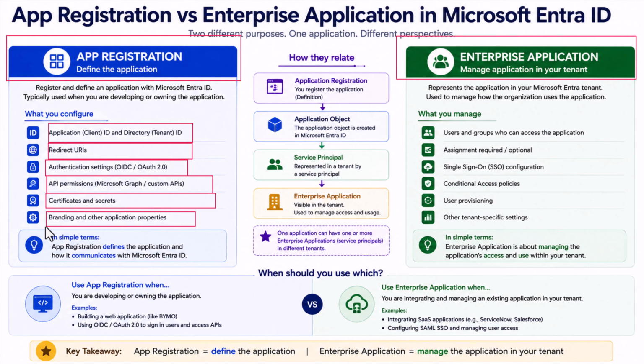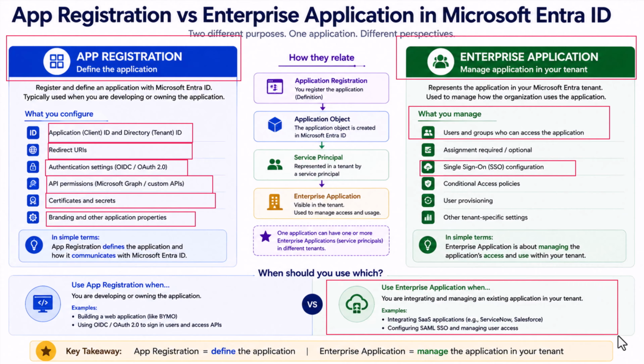Now with enterprise application, what you manage is who can access it, the group, and it works for single sign-on configuration. And more specifically, if you are using a SAML application, so it is enterprise applications that is the place where you should start.